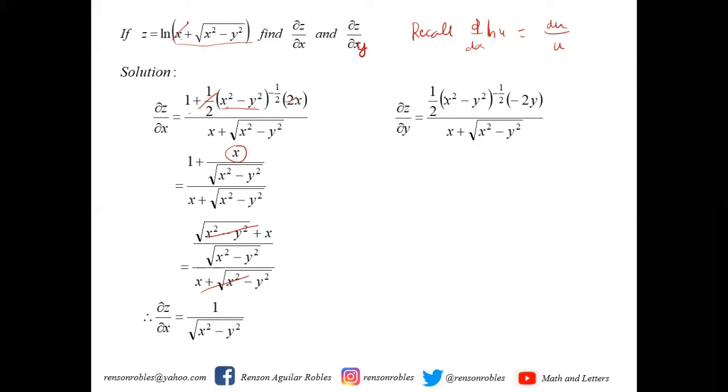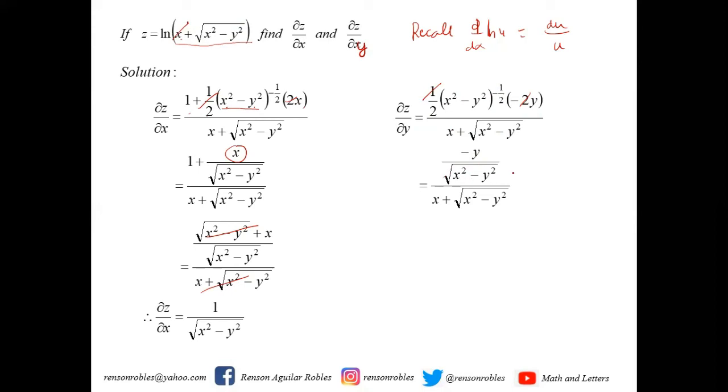So that's 1/2, copy x squared minus y squared, and then you subtract 1 from 1/2, and that's negative 1/2, times derivative of x squared minus y squared with respect to y, and that is negative 2y. And then you can cancel this out. Then the only thing left to do is to simplify, and that will become negative y all over the square root of x squared minus y squared.